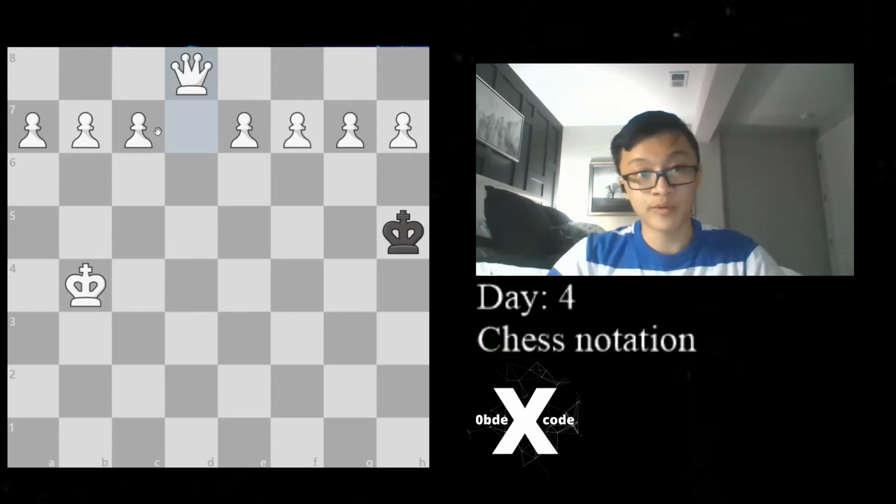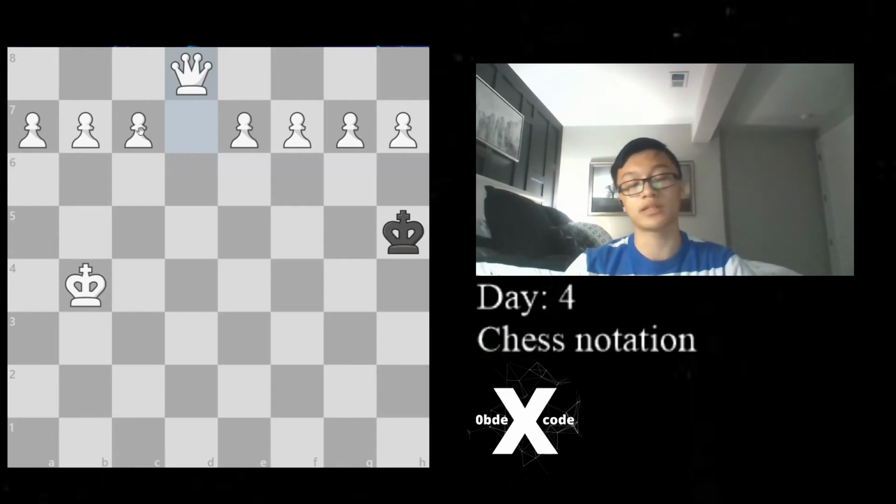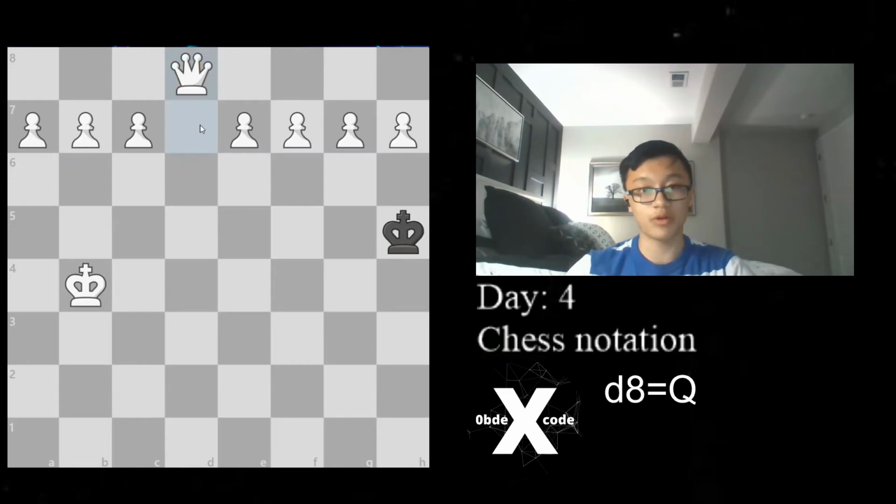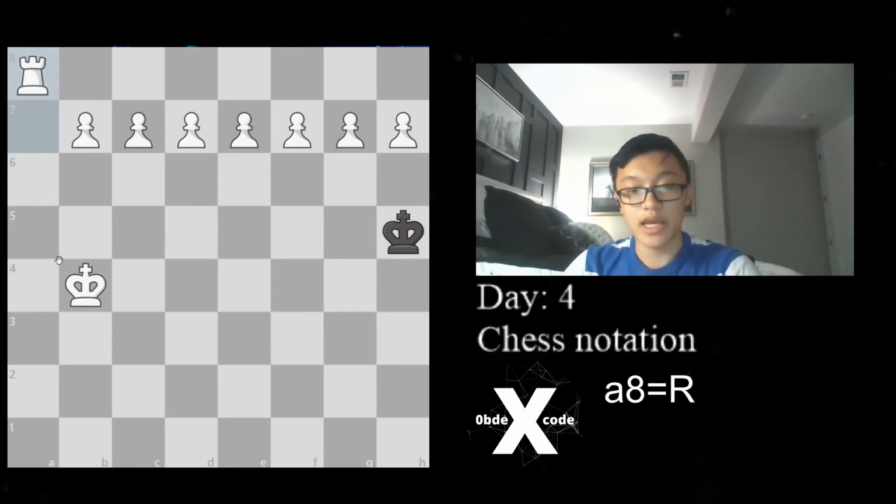So in chess notation, we would call this d8. Remember that it would be like a normal pawn move because pawns have no label. It's only the square. So d8, right? The pawn moved here to d8, and for promotion, we will put an equal sign and the label of which piece it promoted. So this would be d8=Q. If we go back, this would be a8=R because the pawn on a7 moved to a8 and it promoted into a rook.